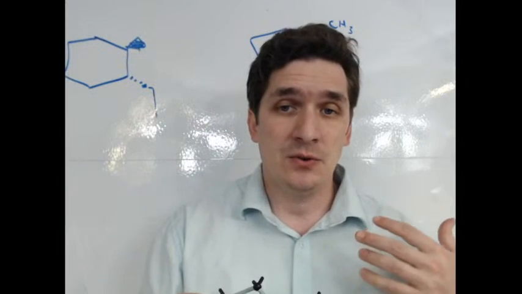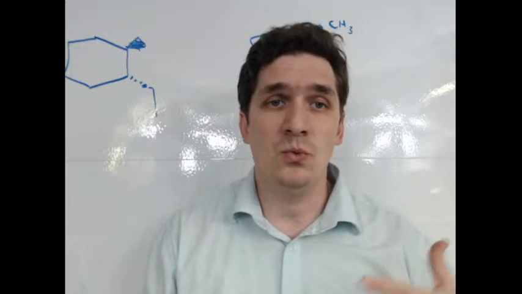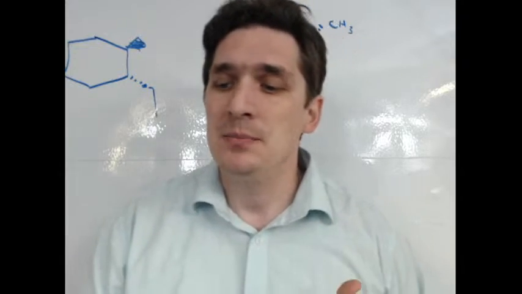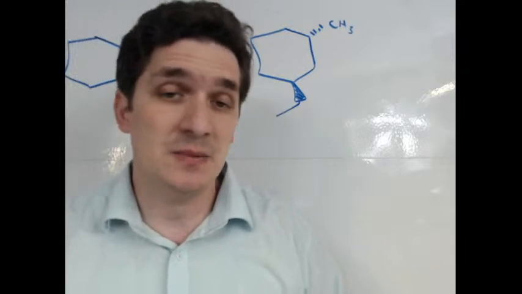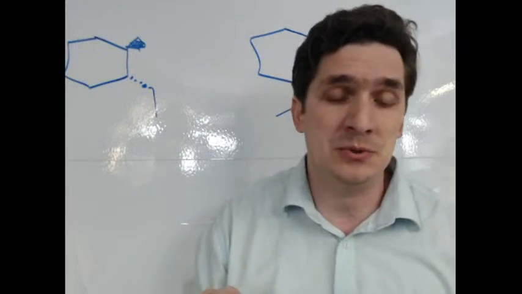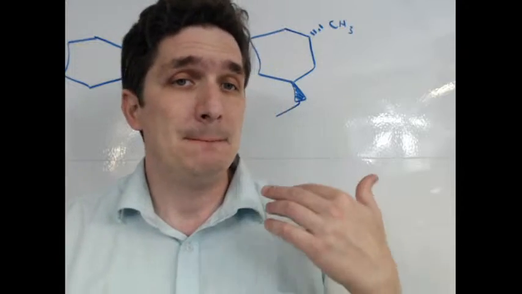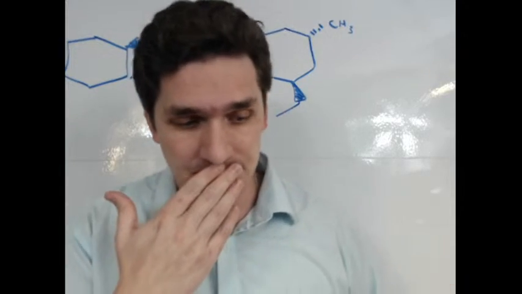So I would say that for number two, they are opposite. One is axial, one is equatorial. But because there is ring flipping, I can't say one is always axial and the other is always equatorial. I expect the ethyl group, being larger, to be in the equatorial position most of the time, but they can easily interconvert.